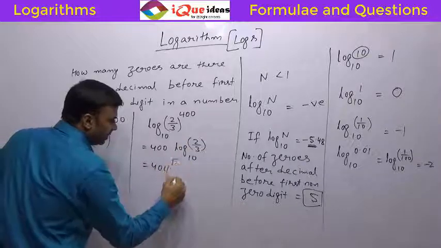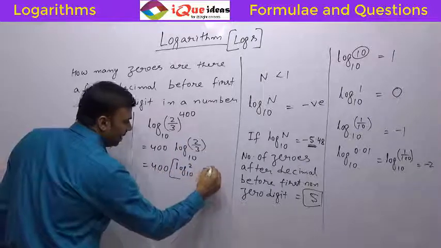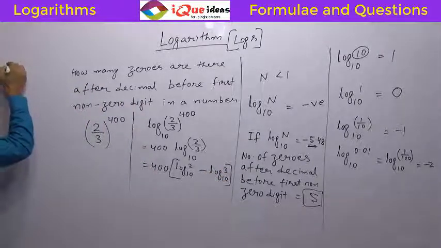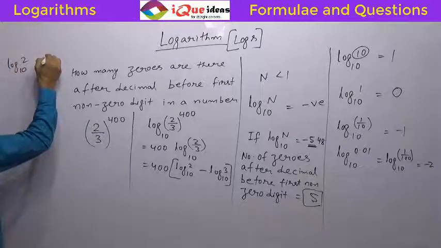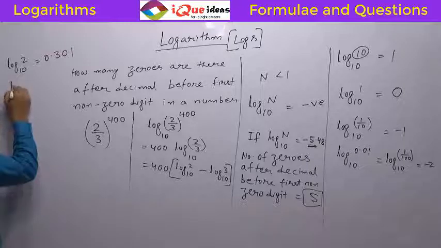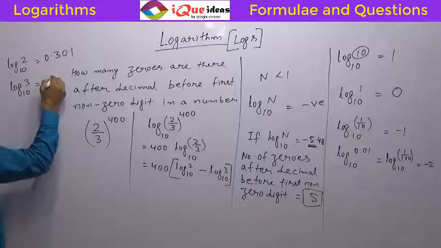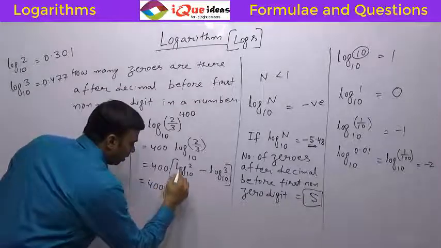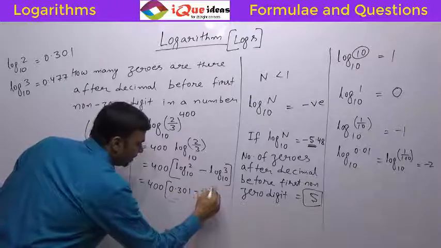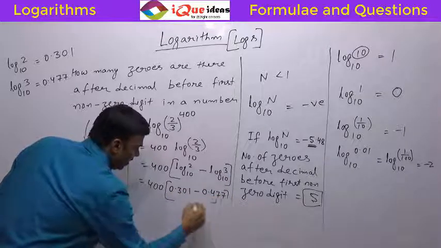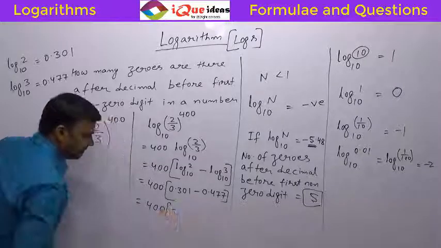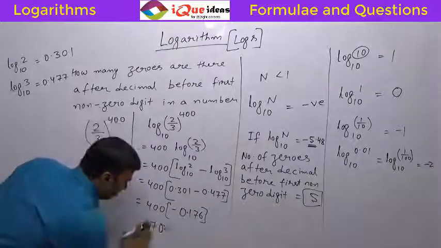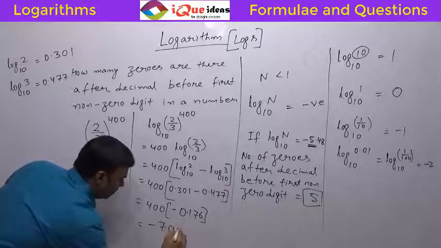Now because it is division, it will separate like this: log 2 to the base 10 minus log 3 to the base 10. And remember, log 3 and log 2 would be given, so nothing to worry about. I'll write again here, log 2 to the base 10 is 0.301, and by now you would remember this. Log 3 to the base 10 is 0.477. Put them here, you will get 400 into (0.301 minus 0.477). If you subtract, you get 400 into minus 0.176. So if you multiply by 400, it will become minus 70.4, right?